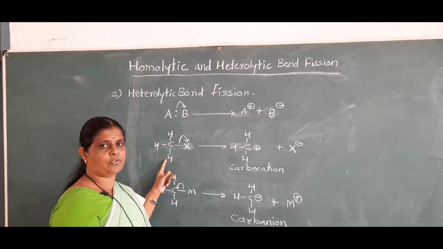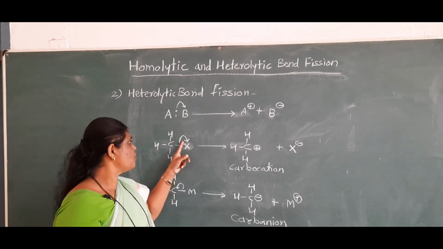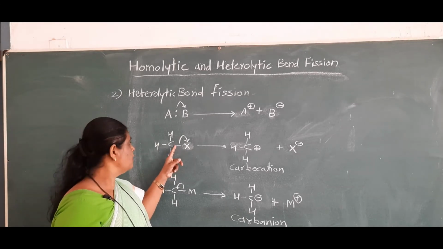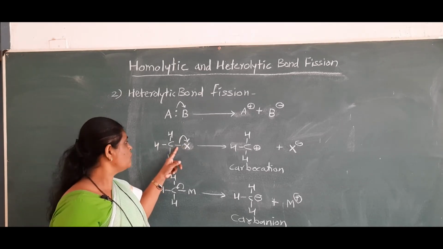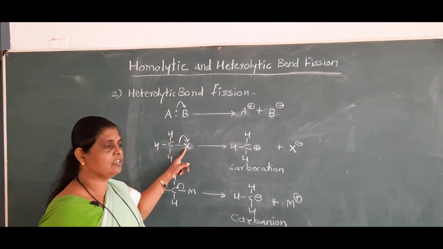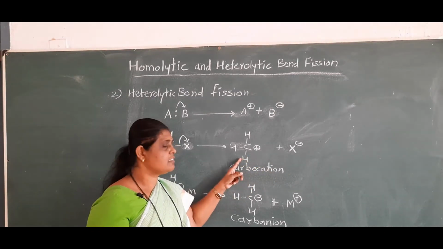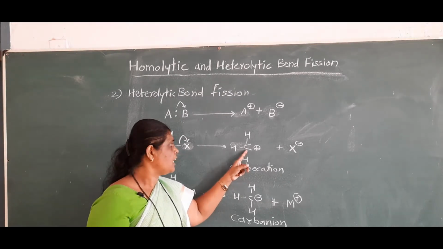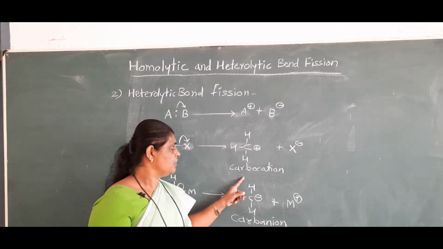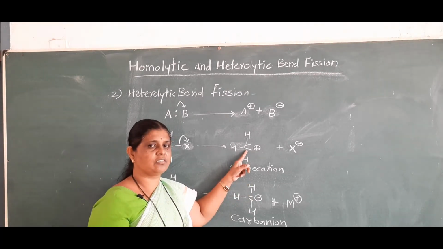Consider an organic molecule. In that case, carbon is attached to a more electronegative atom. Suppose X is the electronegative atom. And during heterolytic bond fission, the shared electron pair between these two atoms is shifted towards that electronegative atom. And after bond fission, we get a positively charged ion and a negatively charged ion. In that case, carbon carries positive charge, and such type of ion is known as carbocation. That is, carbocation is the ion in which carbon carries positive charge.